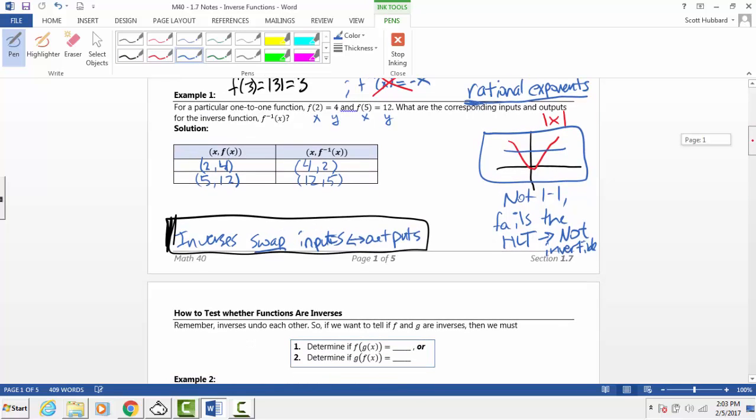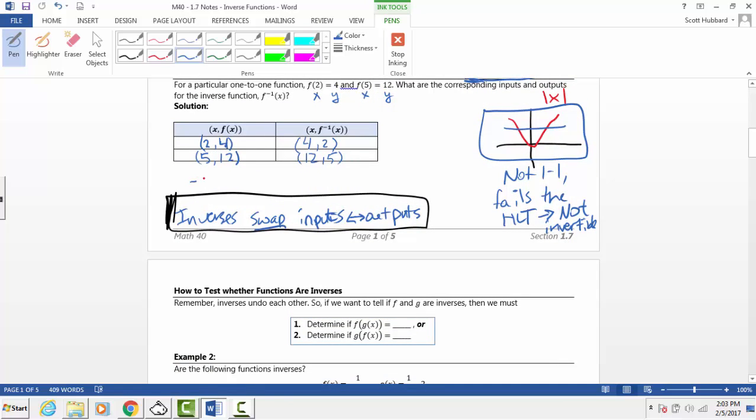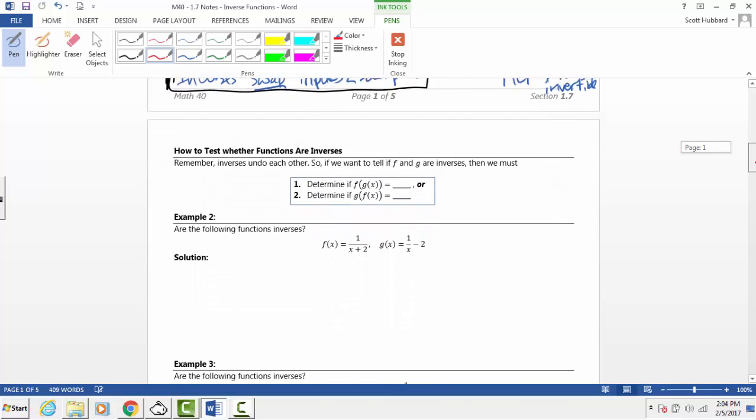Just a little introduction for you here, but that concept is really important. So let me write this down. We'll see that more as we move on. So let's go ahead and move on.